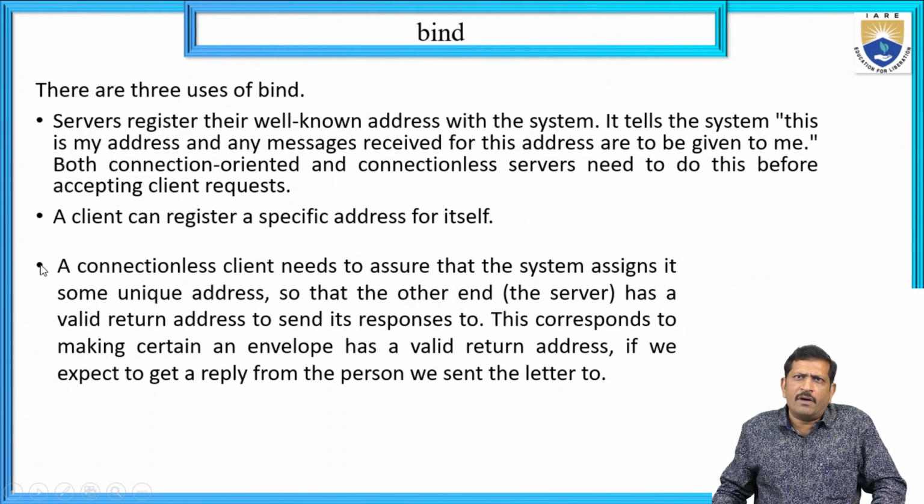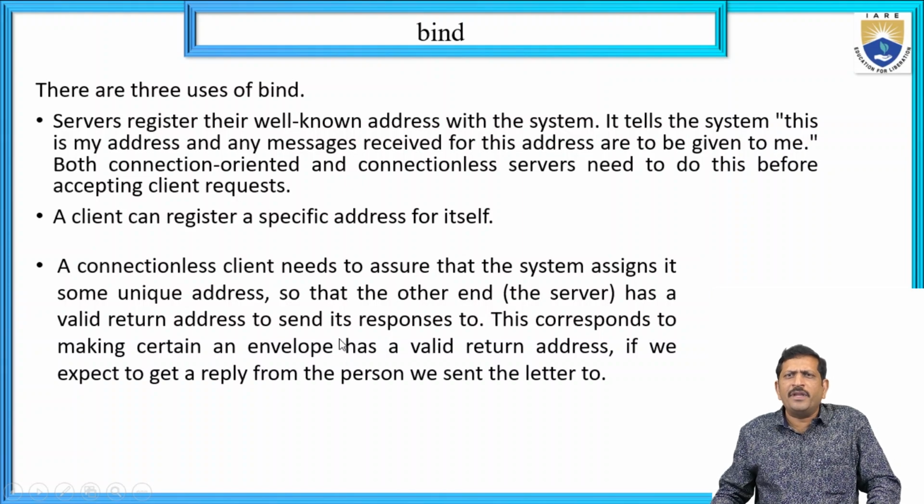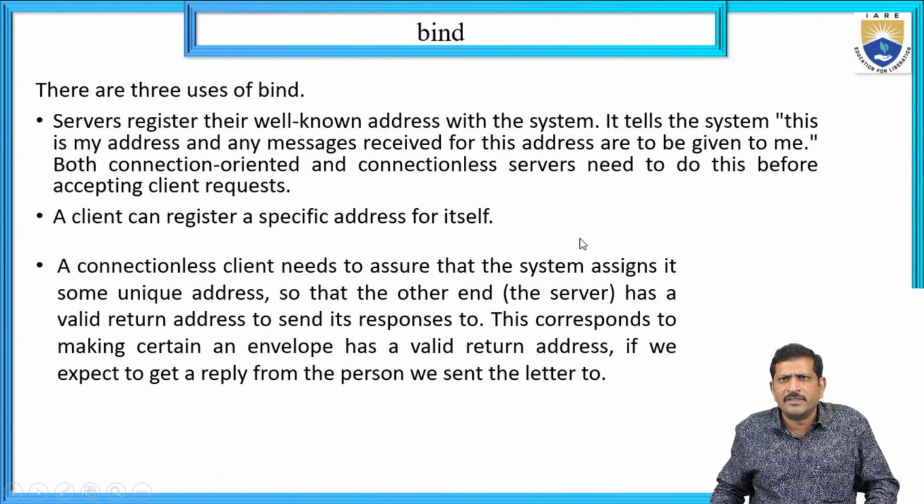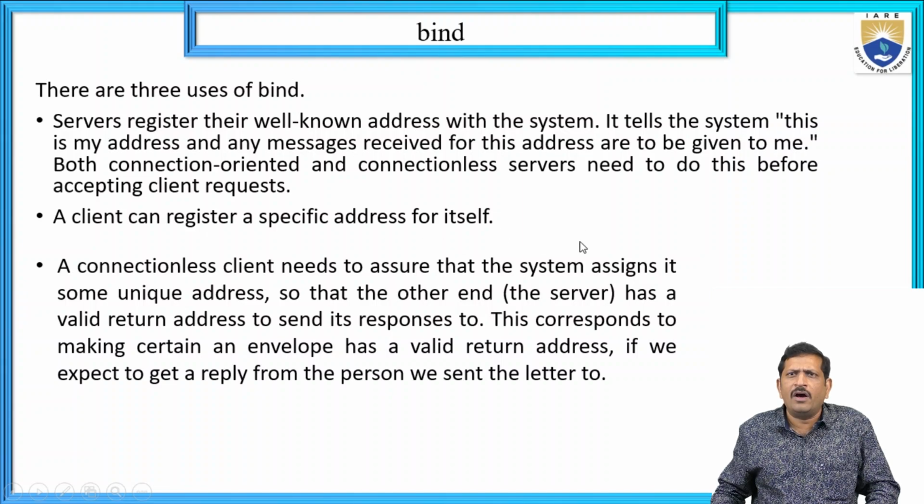There are three uses of the bind system call. The first one is that a server registers its well-known address with the system. It tells the system, this is my address, and any message received for this address ought to be given to me. Both connection-oriented and connectionless servers need to do this before accepting client requests. A client can also register a specific address for itself. So these are the uses.